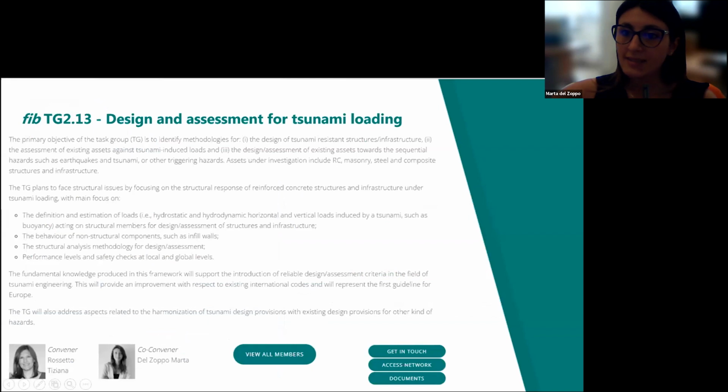As the FIB, we also have some working groups, task groups, and commissions beside the Young Members Group, like the one about the design and assessment for tsunami loading. Recently we started this task group with Professor Tiziana Rossetto from University College London.